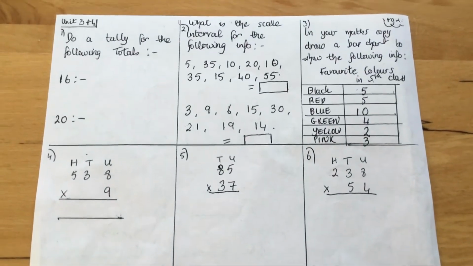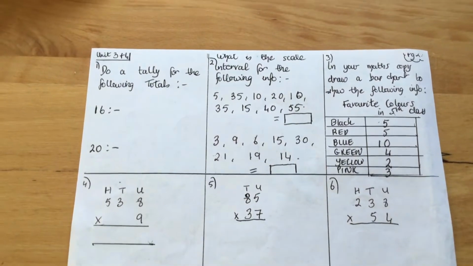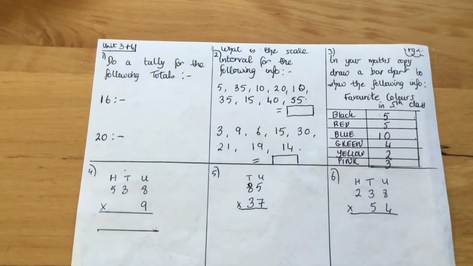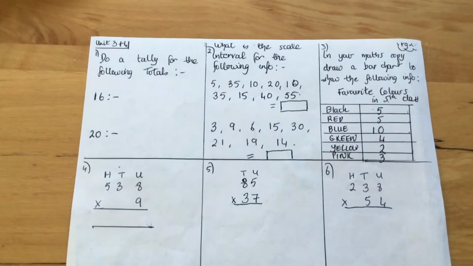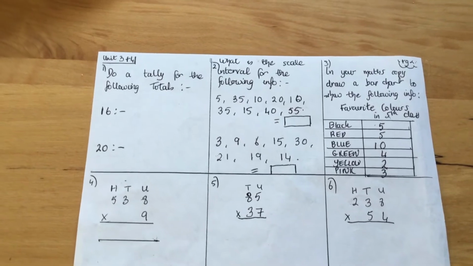And 85 by 37, we put a ring around our 7, we multiply 7 by 5, 7 by 8. And then we go on to our second line. So when we're finished with our 7, we cross it out, and then we drop the 0 because we're multiplying by 3 tens.